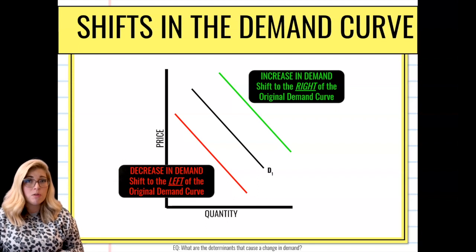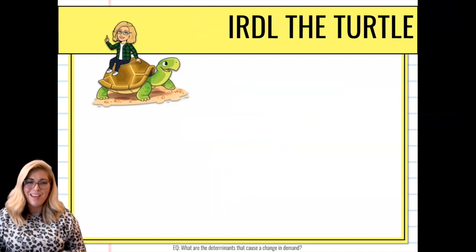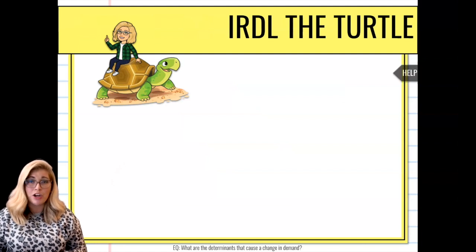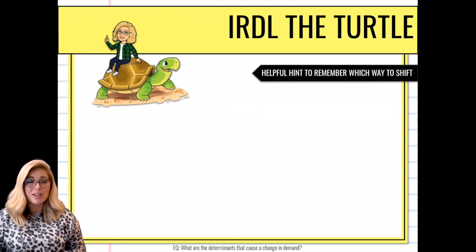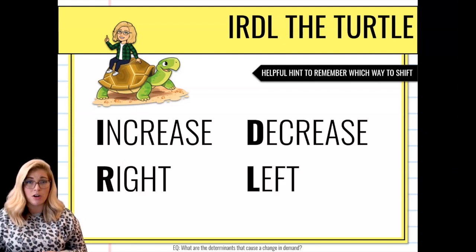A great way to remember this is my good friend, Ertl the turtle. Ertl stands for increase right, decrease left. That's how I remember which way to shift the demand curve.